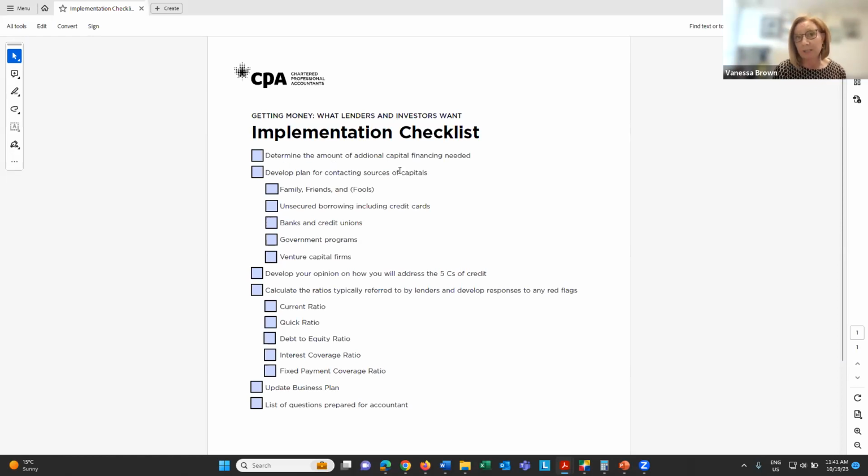Develop some kind of a plan for contacting any sources of capital. So if you've got a great business idea and you want to take it forward, you want to develop your plan on how you're going to contact people to get that. Develop your own opinion on how you're going to address all of those 5 C's of character and capacity. And then you do want to calculate the ratios that the lenders typically look at.